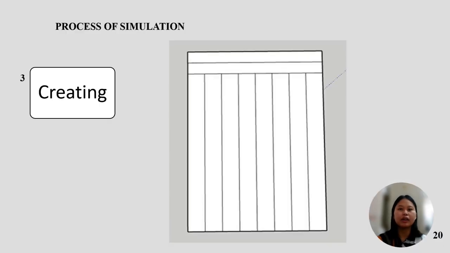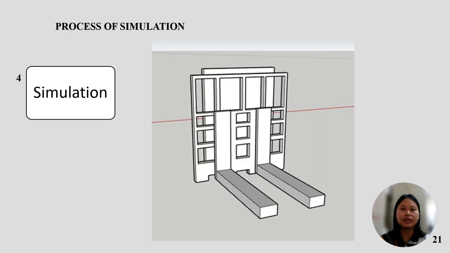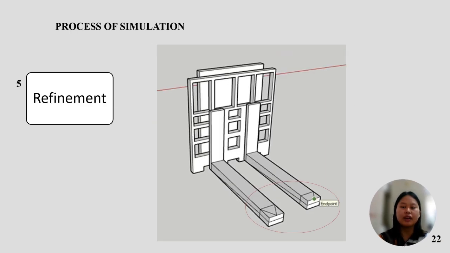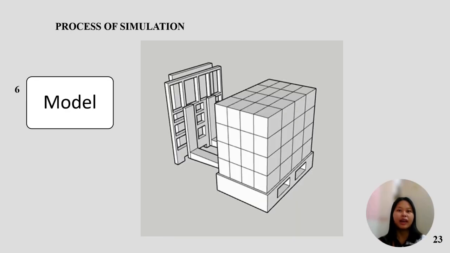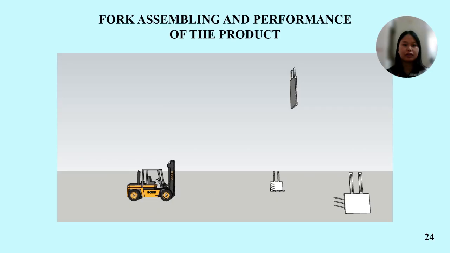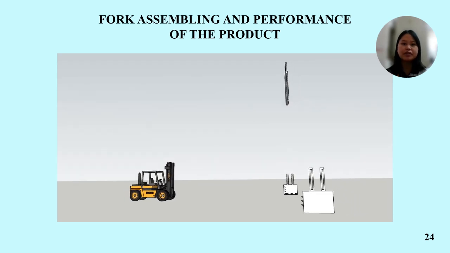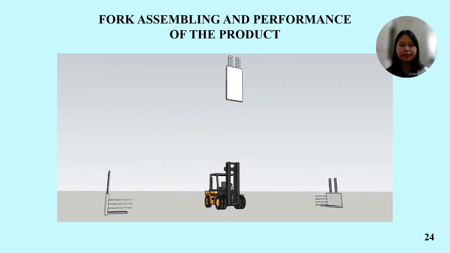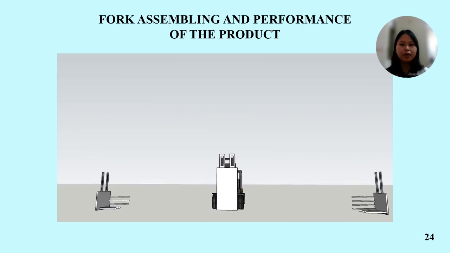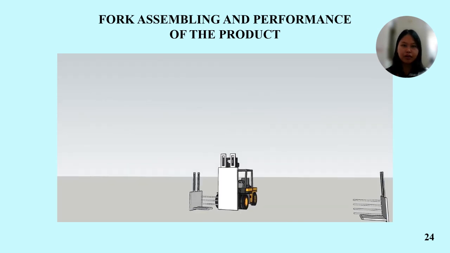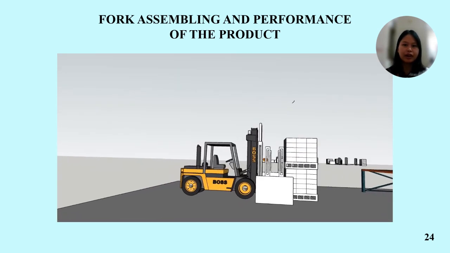The third process of simulation is creating. Fourth is simulations. Fifth is refinement. And lastly is model. Here is the video of fork assembling and performance of the product. There will be 4 parts of assembling of the fork. And here is the performance of the product.